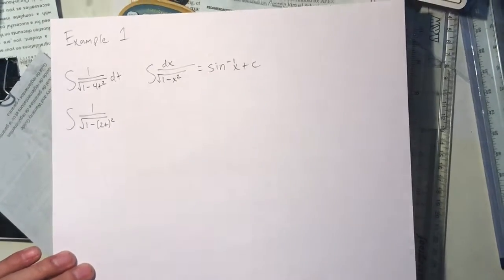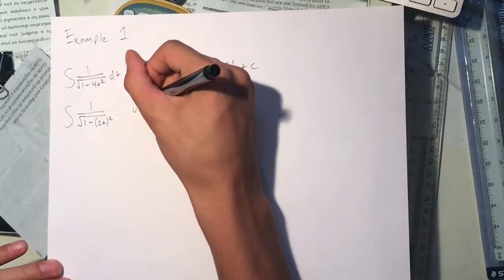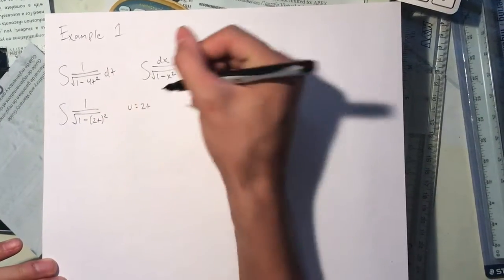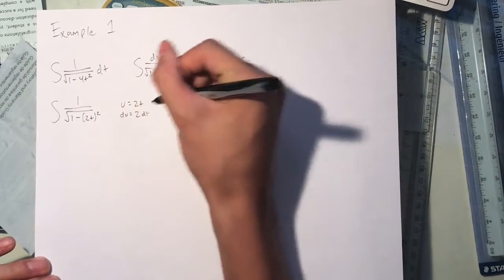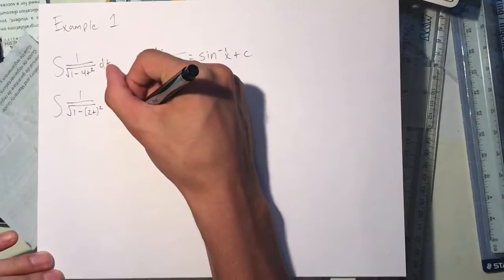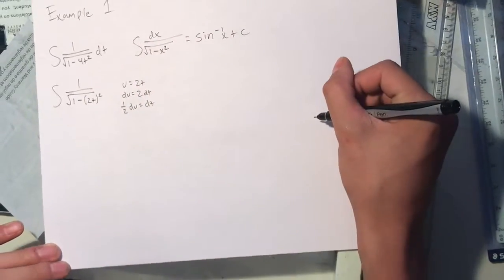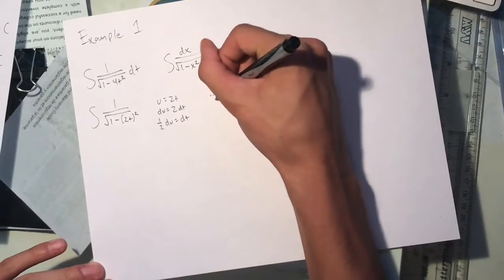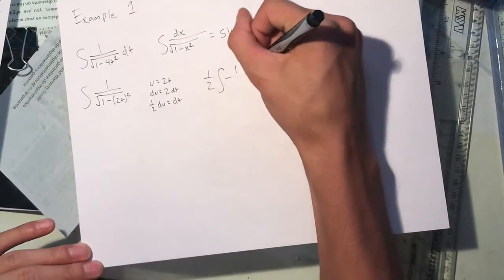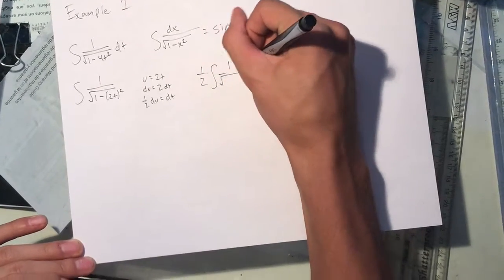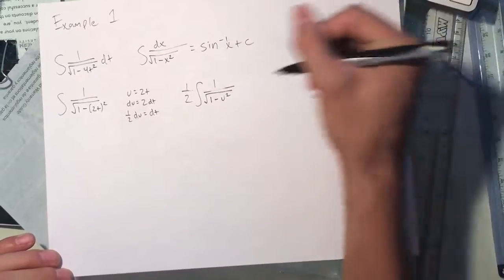To solve it, you're going to need to do u substitution. In this example, our u is going to equal 2t, and our du is going to equal 2 dt. Then you divide by 2, so you get 1/2 du equals dt. Now you put the 1/2 in front of the integral, and then rewrite the equation as 1 over the square root of 1 minus u squared du.